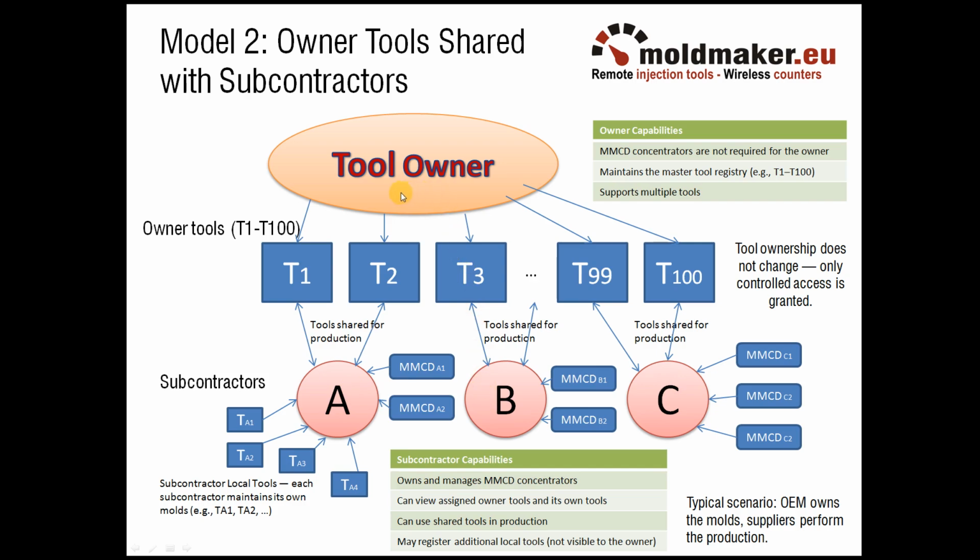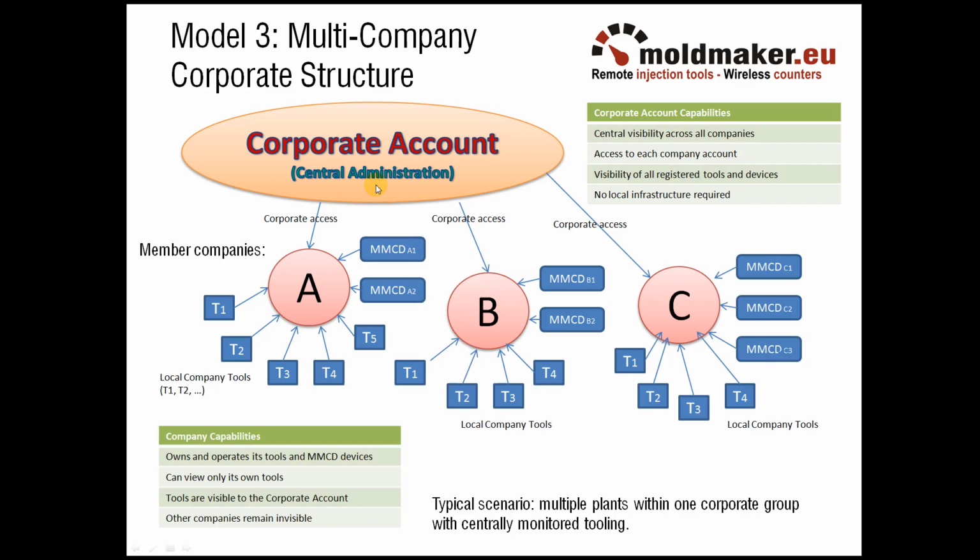Model 3. Multi-company corporate structure. On the next slide, we see the corporate model. In this case, several companies belong to one organization. Each plant has its own tools and concentrators. At the same time, there is a corporate account which has visibility across all plants. Individual plants do not see tools belonging to other plants.